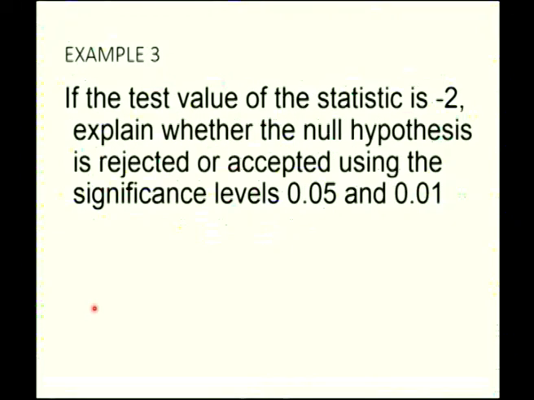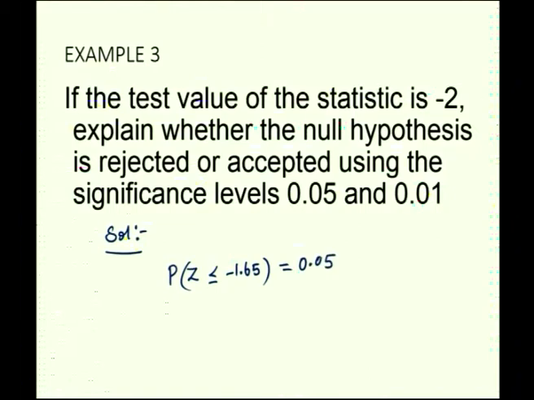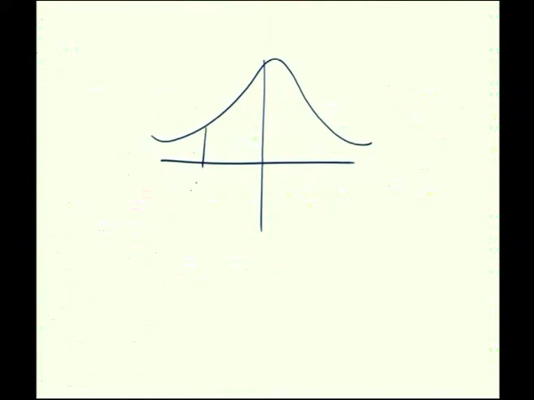Now we shall work out this example. After working out two examples in the critical region part, this is the third example, which says: if the test value of the statistic is -2, explain whether the null hypothesis is rejected or accepted using the significance levels 0.05 and 0.01. The solution: we know from the previous example that P of Z less than or equal to minus 1.65 is equal to 0.05. How do you plot this? Z is equal to minus 1.65 and this is the area 0.05, and this is the rejection region of H naught. Therefore, where does your -2 appear here? Because now the statistic value is -2.